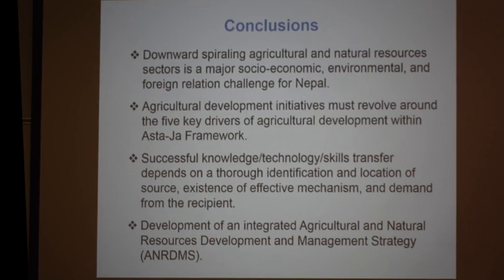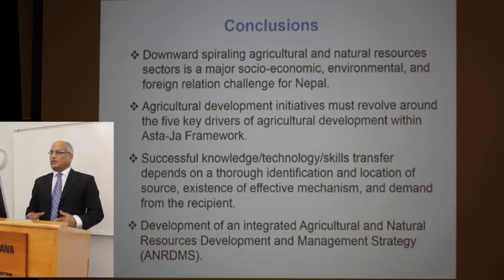With this, I would like to conclude my presentation by emphasizing that Nepal is experiencing a downward spiral in its agricultural and natural resource system, and agricultural development initiatives should be focused on key drivers of agricultural transformation and the Asta-Ja Framework, and successful technology transfer is possible with an appropriate mechanism set up and clearly identified demand from the government side. And with this, the need of the day is the development of an integrated agricultural and natural resource development and management strategy for Nepal.